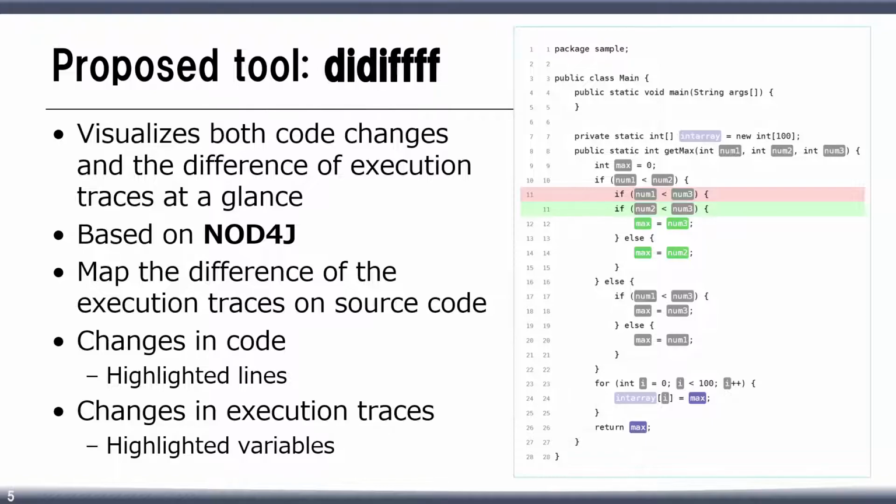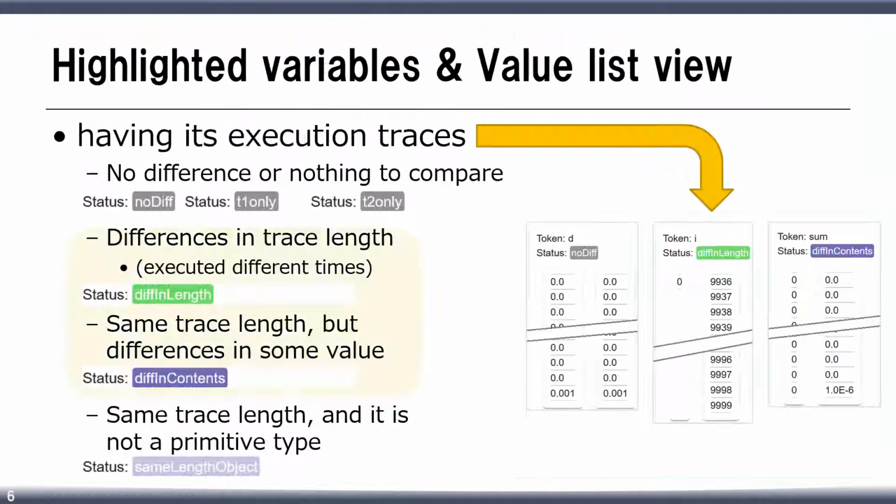This tool is based on our previous tool, Node4j, and maps the difference of the execution traces onto source code. Changes in the code are represented as highlighted lines, and changes in execution traces are represented as highlighted variables. Variables are highlighted based on comparing their value lists in the execution traces. You can click a highlighted variable, then two value lists before and after the code changes are displayed.